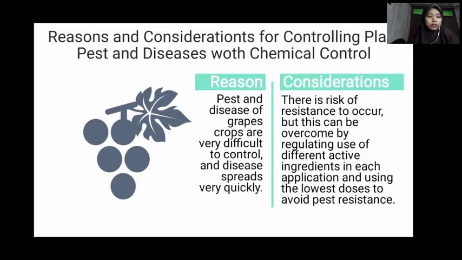Okay, these are the reasons and considerations why Mr. Baskoro does the chemical control. The reason is pests and diseases of grape crop are very difficult to control, and the disease also spreads very quickly. And the consideration is there is a risk of resistance to occur, but this can be overcome by regulating the use of different active ingredients in each application and using the lowest doses to avoid pest resistance.